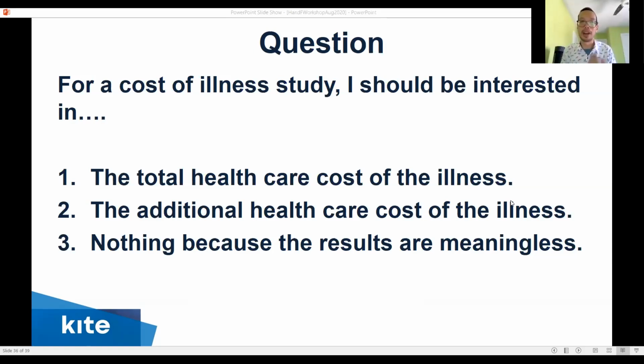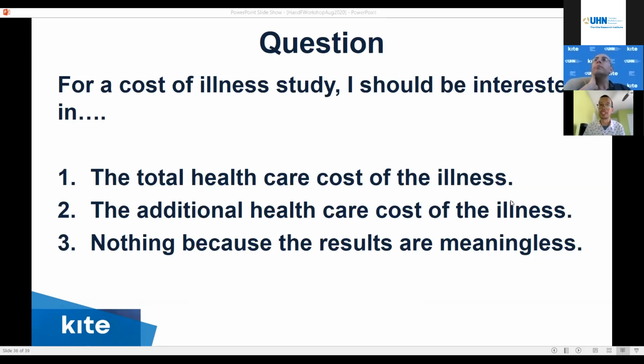I advocate for the healthcare costs associated with the illness, so the additional cost. I don't think that it's meaningless, but the additional cost is what you're trying to prevent. If you prevent the condition, the person will still continue having healthcare costs, but it's the additional cost that we're after. Okay. Thank you very much for that.